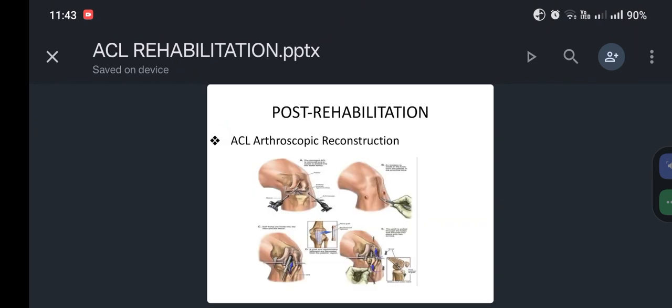So the next part is post rehabilitation. ACL arthroscopic reconstruction can be chosen as an operative method for ACL injury. It is performed through a small incision to help visualize and make the tunnels for placement of the ACL graft. The aim of ACL reconstruction is to replace the torn ACL with a graft that reproduces the same kinetic function of the ligament. The most commonly used grafts are.